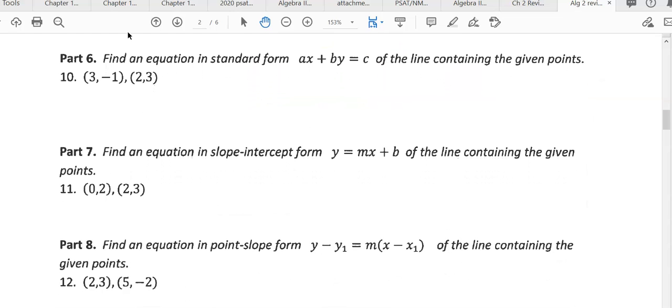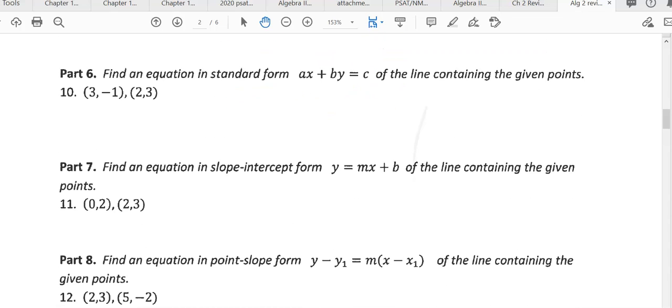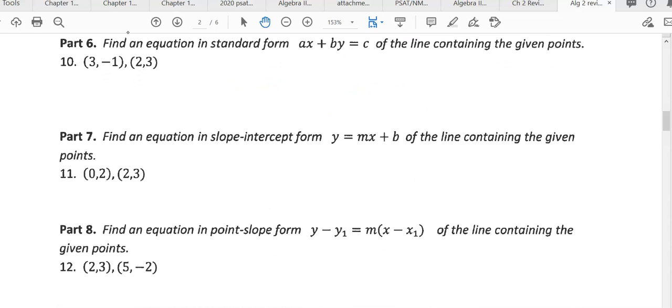So put it in standard form. This one has different points, I'm guessing. Okay, first, let's figure out the slope. It would be 3 minus -1 over 2 minus 3. So that would be boom, boom, plus a positive. That's 4 over -1 or -4. So the slope is -4.